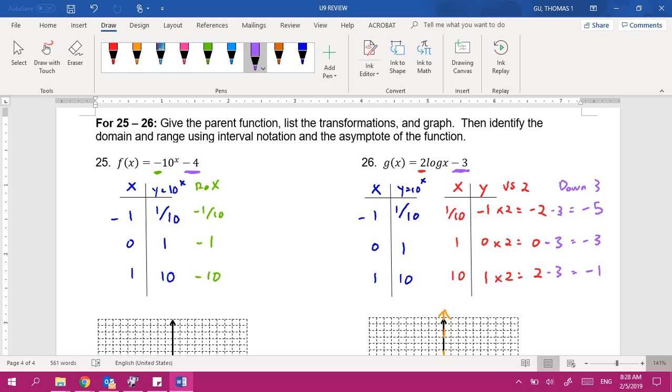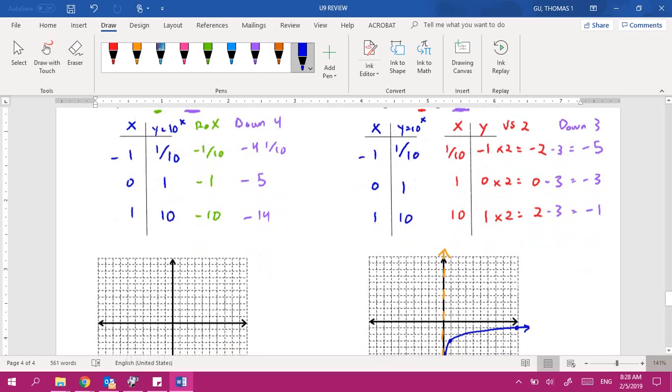Then we have down 4. What would that do to my table? Subtract 4 from the y's. Oh, I read it as up. Wow. Down 4. So negative 1/10 minus 4 would be negative 4 and 1/10. Negative 1 minus 4 is negative 5, and negative 10 minus 4 is negative 14. That's right. And so there are your points right there.